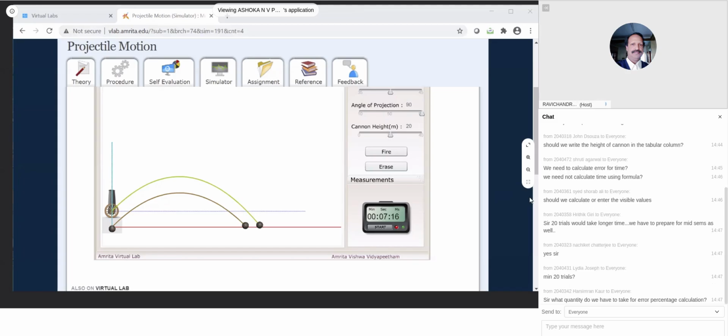Error percentage calculation, how are you going to do it? Tell me, one of the students can explain. With respect to what will you find the error?